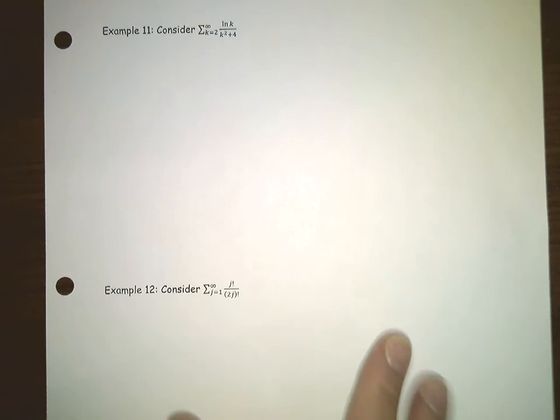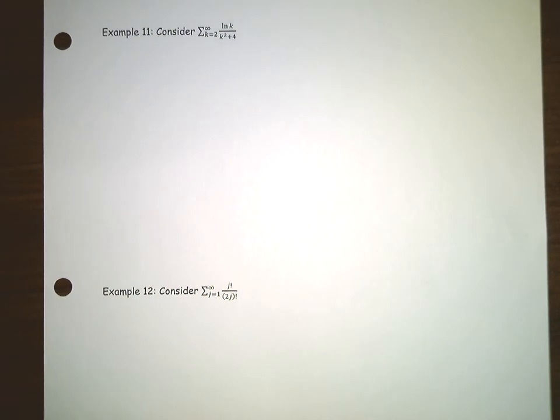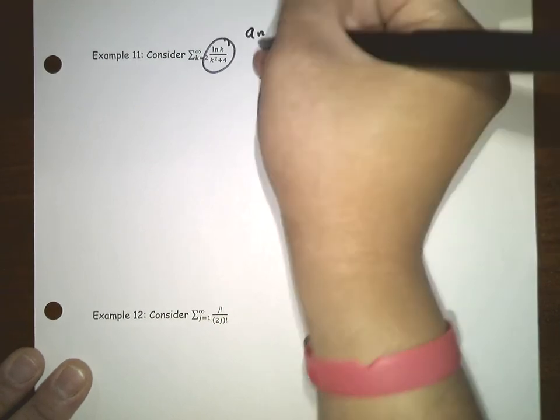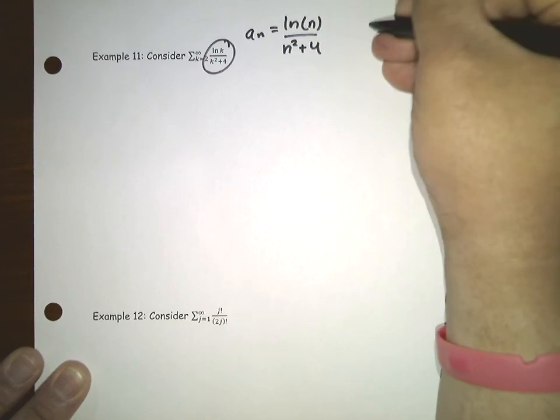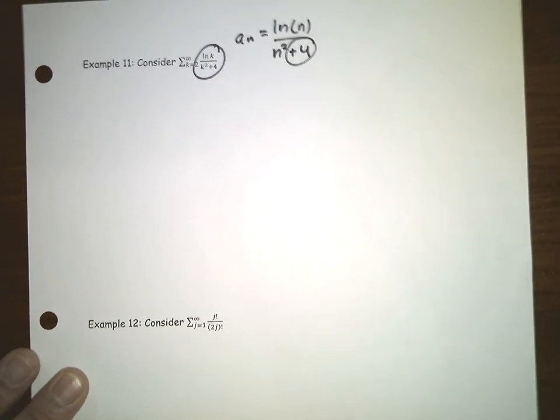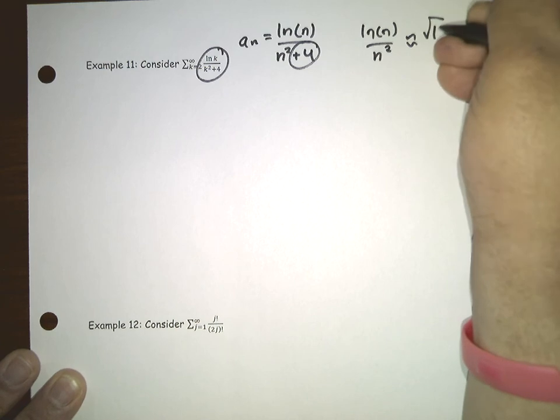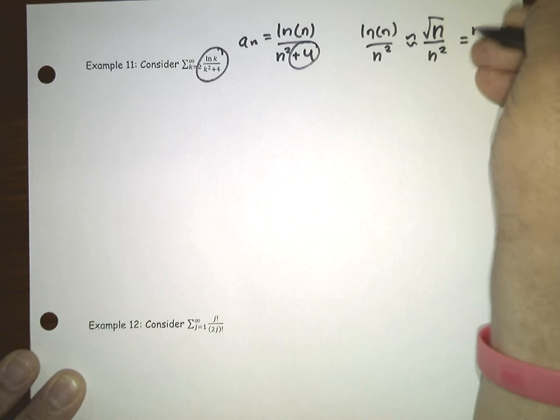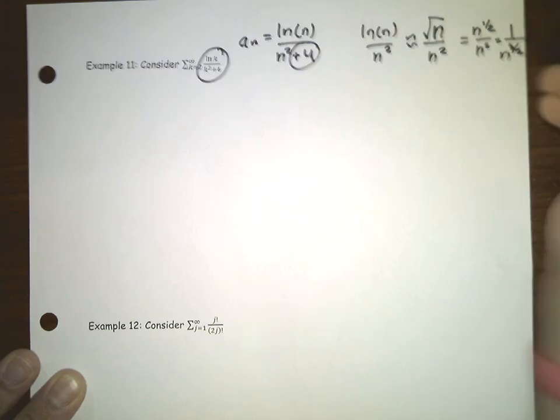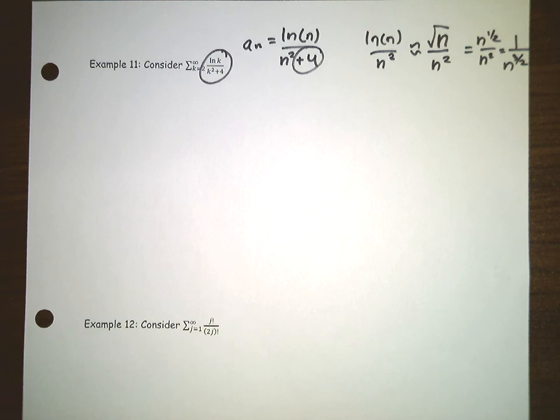Here's another example. Let's consider the sum k equals 2 to infinity of the natural log of k over k squared plus 4. So now let's look at this one here. Let's call that an, natural log of n over n squared plus 4. Again, I don't really need to look at that 4 very much. So we have natural log of n over n squared, and that will be approximately the square root of n over n squared, which is n to the 1/2 over n squared, which is 1 over n to the 3/2.